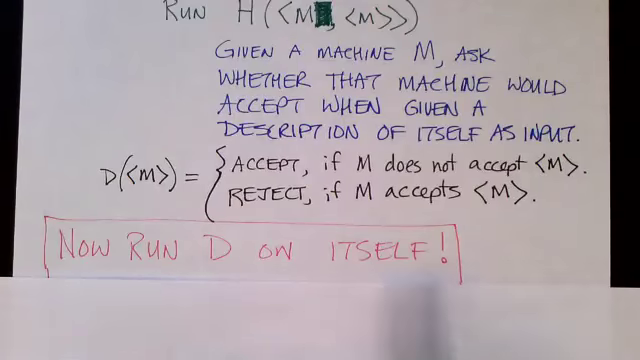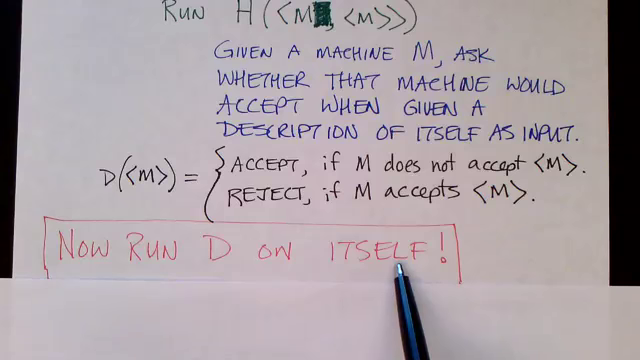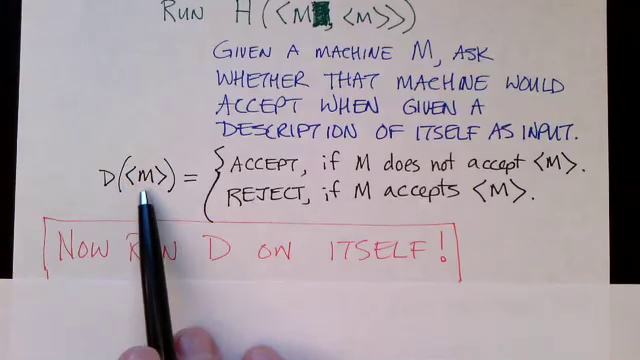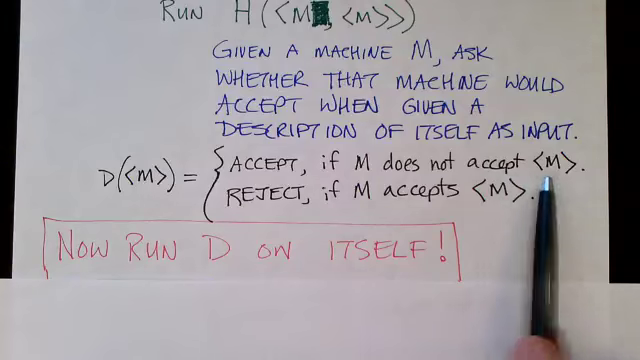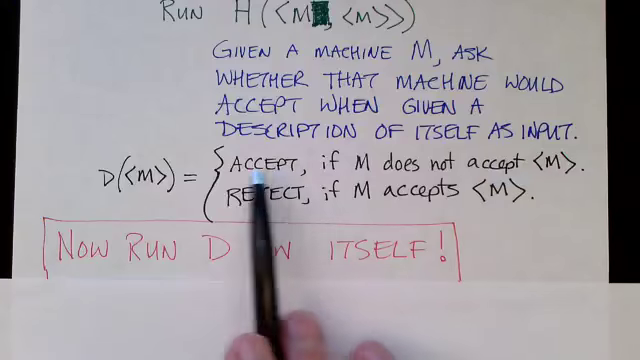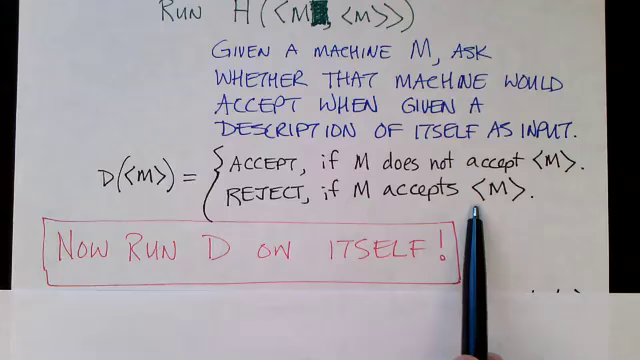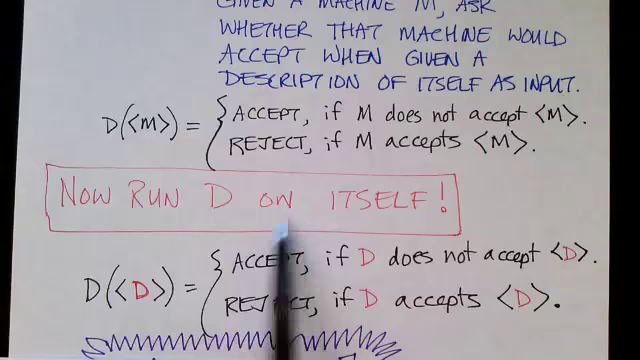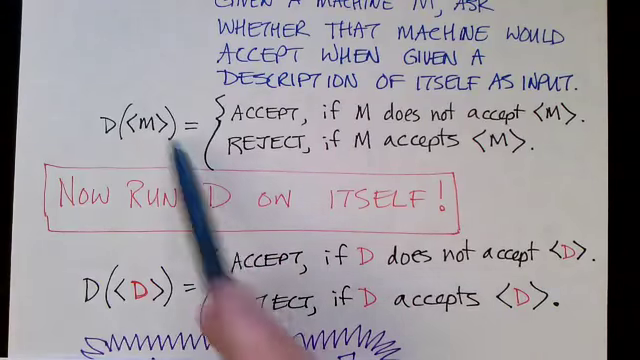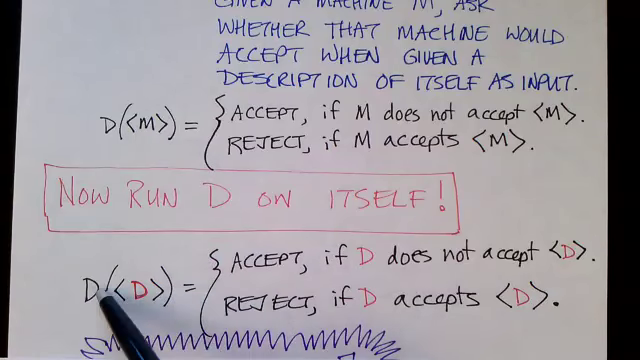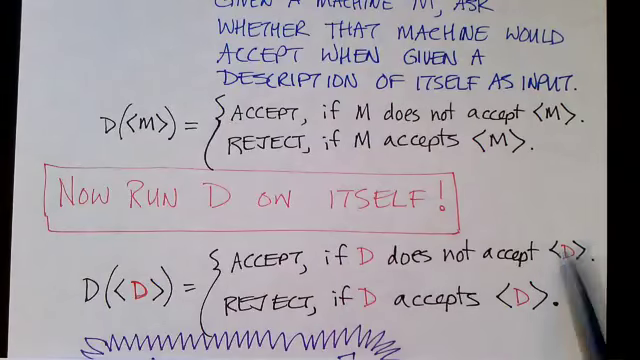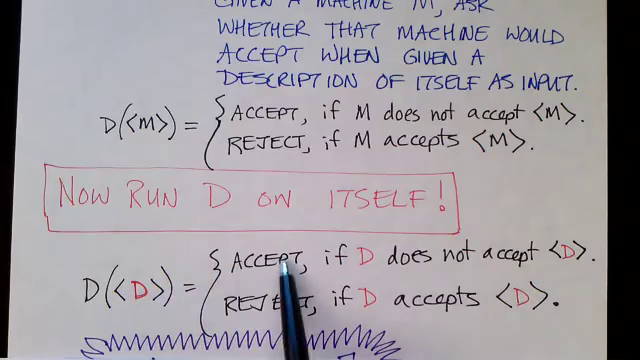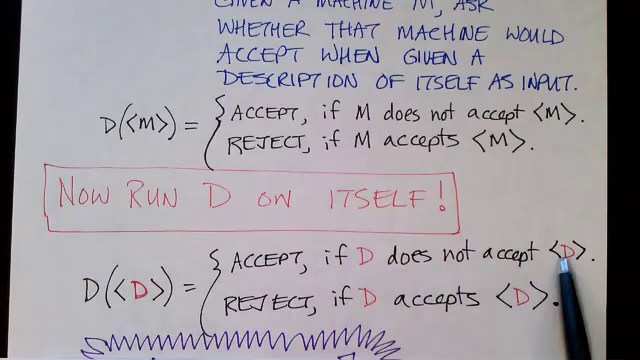Now comes the paradox. We run D on a description of itself. So look very carefully at this definition of what D does. D is passed the description of a machine, and if that machine does not accept when provided with a description of itself, then D accepts. If M accepts, then D rejects. So when we run D on itself, what I've done is I've just replaced M here with D. So now we're running D on a description of D itself. So I've replaced M with D here. So now what does D do? It accepts if D does not accept on input D. And it rejects if D accepts.